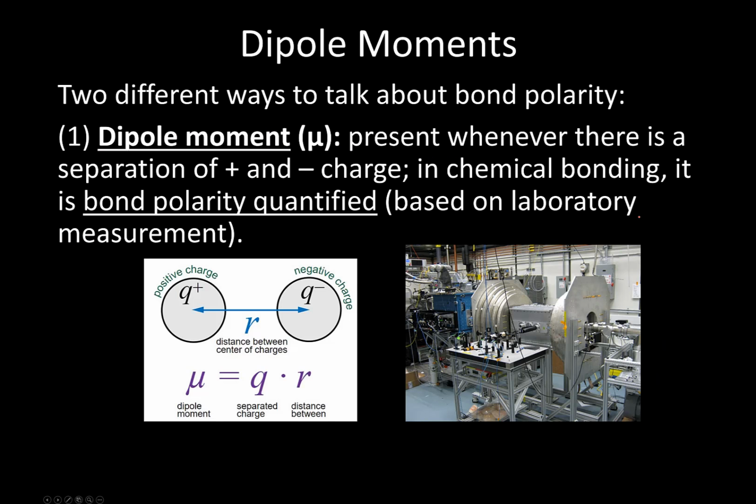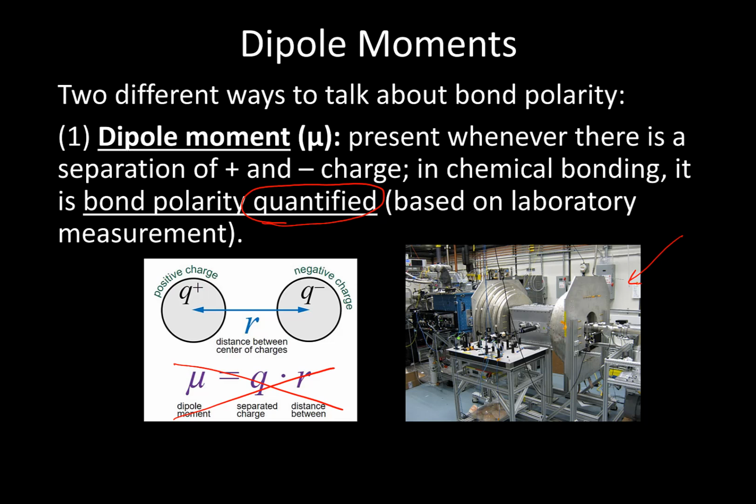So dipole moments, these are two different ways to talk about bond polarity. Dipole moment and percent ionic character. You do not have to know how to do the calculations for dipole moment. It's a concept that's good to be aware of, but don't worry about doing the calculation. It's measured in a laboratory, in an instrument like this. This is a giant instrument that's used to measure the dipole moment of different bonds.